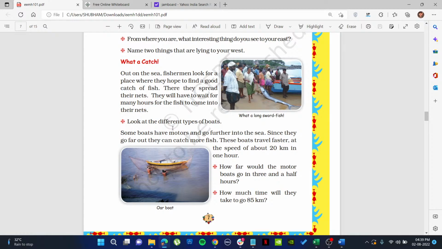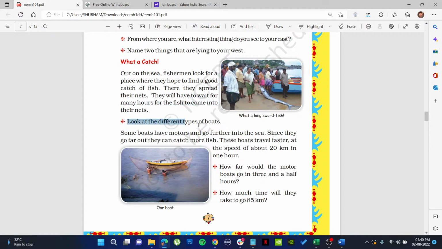Now let's see what is given here. What a catch! Out on the sea, fishermen look for a place where they hope to find a good catch of fish. They generally spread their nets. They catch fish with the help of their nets. They will have to wait for many hours for the fish to come into their nets. When the fish comes, they just catch them.